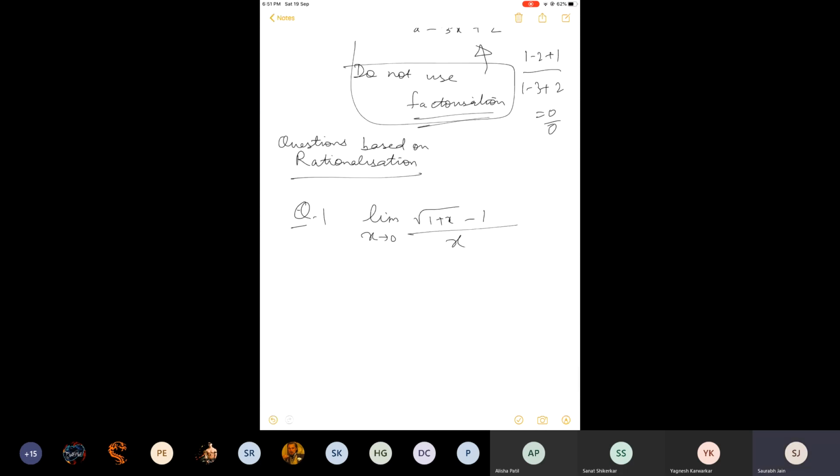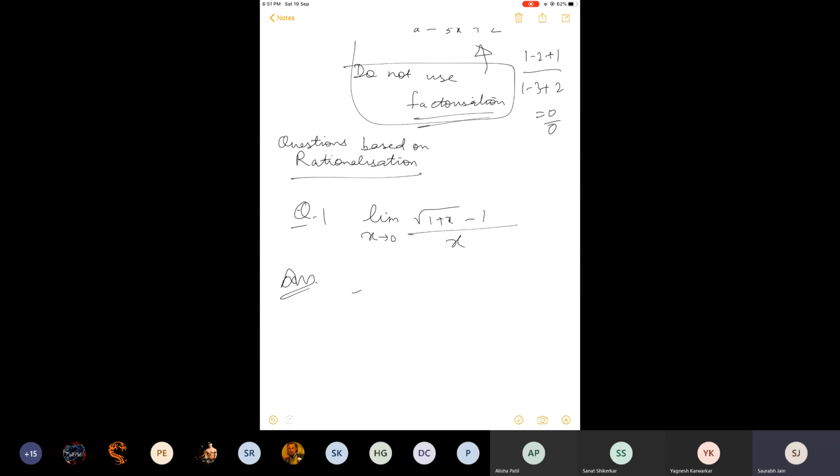Under root 1 plus x minus 1 by x. See, first of all, I want to rationalize it. Why do I want to do it? Because if I am putting x equal to 0 in this question, I will get root 1 minus 1, that is 0. Root 1 is 1 only. I hope you do not write plus minus. Under roots are positive. So root 1 is 1. 1 minus 1 is 0. In the denominator also we have 0. There's 0 by 0, right?